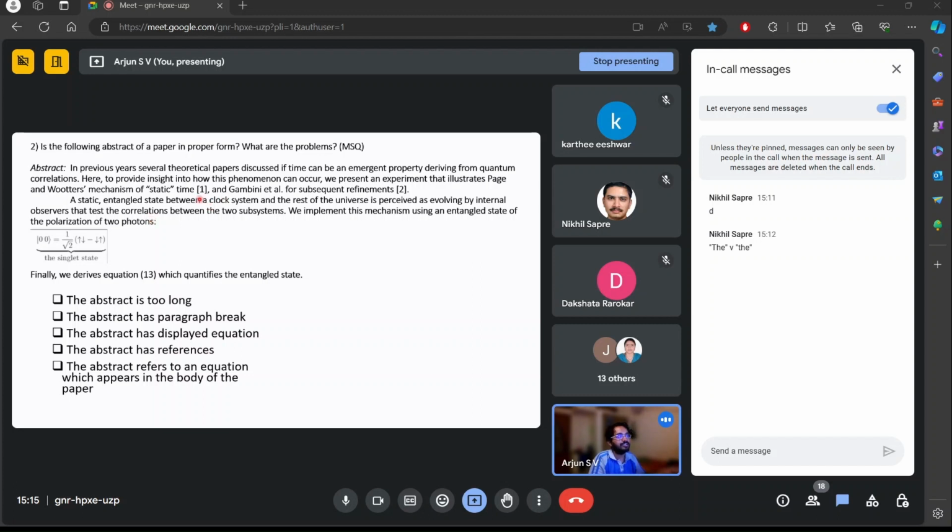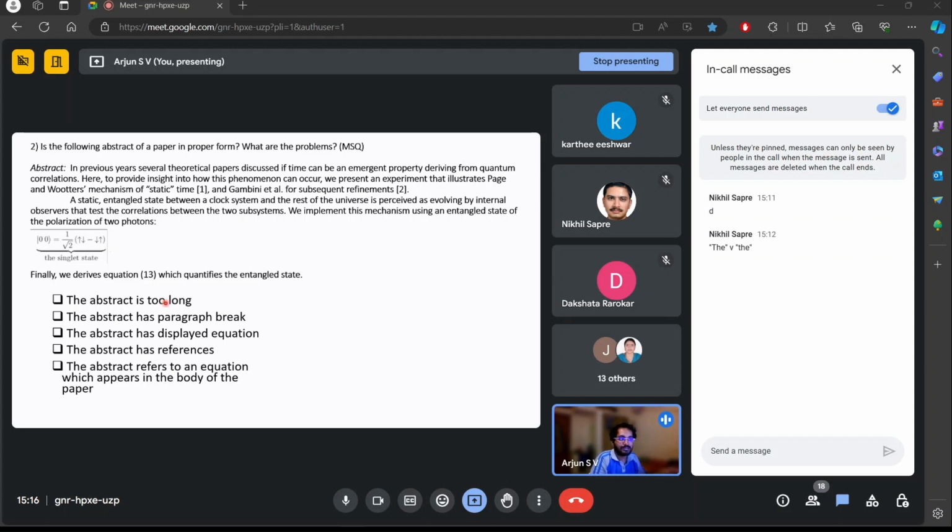But if you see here, we have reference number one here and Gambini et al. here, and number two here, and then equation 13 here, which is inside your article. And then we have a whole lot of mechanical equations here. These are all either part of the article itself or part of some outside article. So these should not be done in an abstract.